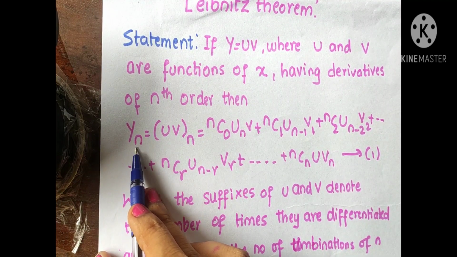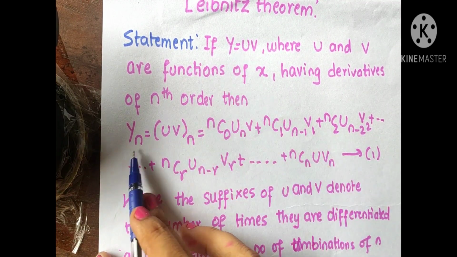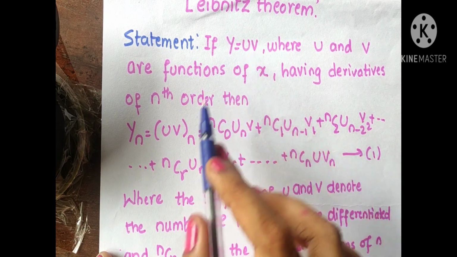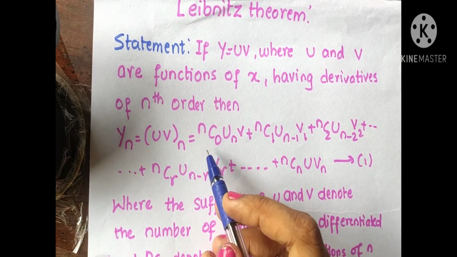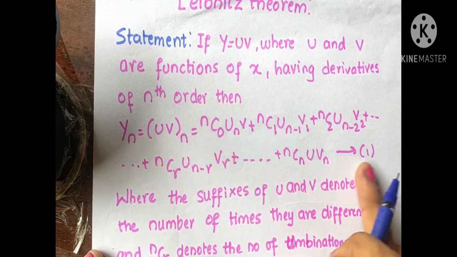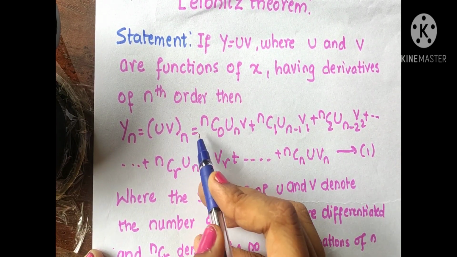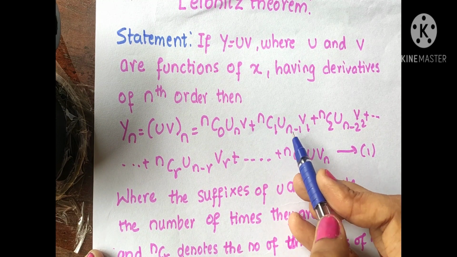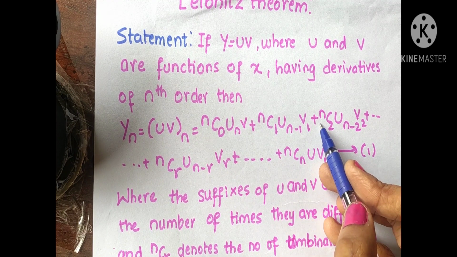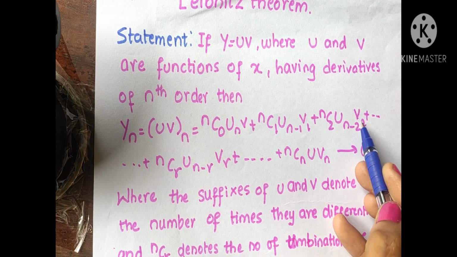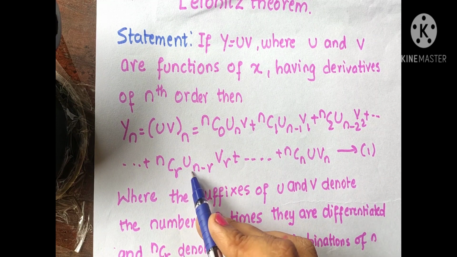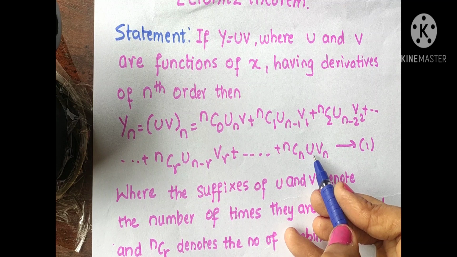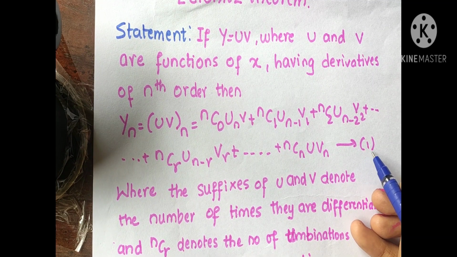Then yn, the nth derivative of y equal to uv, this uv being a product, nth derivative of it. As you know, here we are applying the binomial theorem. That is equal to nC0 un v plus nC1 un minus 1 v1 plus nC2 un minus 2 v2, and so on, nCr un minus r vr, plus nCn u vn. Consider this as equation 1.